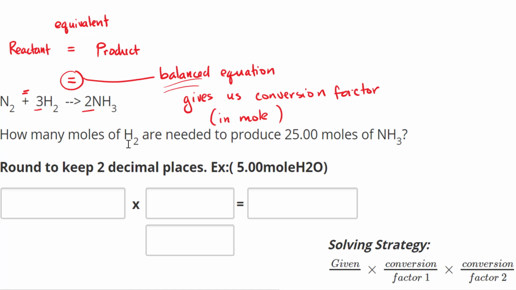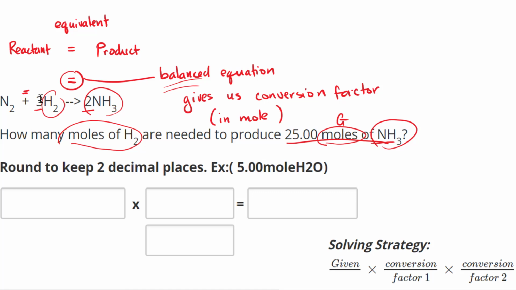So let's solve a problem together. How many moles of hydrogen are needed to produce 25 moles of ammonia? In this case, this is our given. No longer do we only focus on mole, but now we have to focus on the chemical as well. So we're going from mole to mole with different substances. The only 2 chemicals that we care about are NH3 and H2.